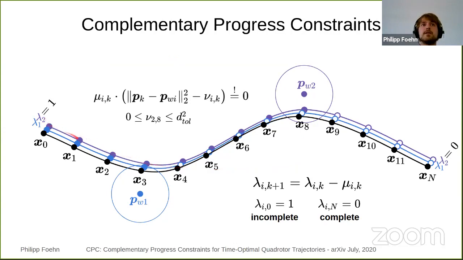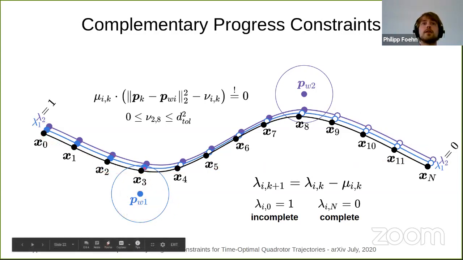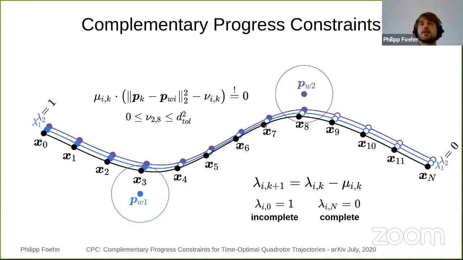So we have lambda 2, which until our waypoint 2 is marked as incompleted, and from here on is marked as completed. And the same goes for lambda 1 for our waypoint 1, which after state 3 is marked as completed. So with this, we are able to actually optimize the trajectory and the time allocation problem at the same time. Now, we want to evaluate this in a bottom-up approach.